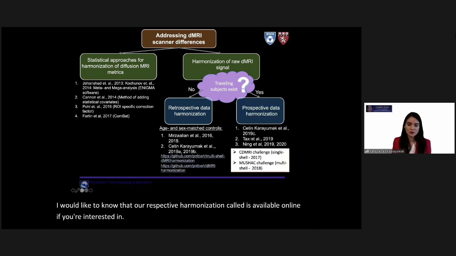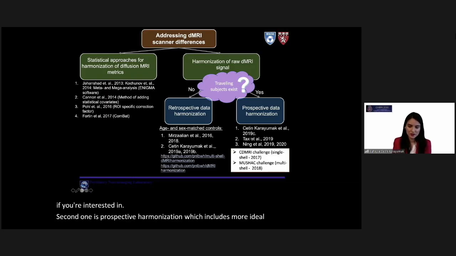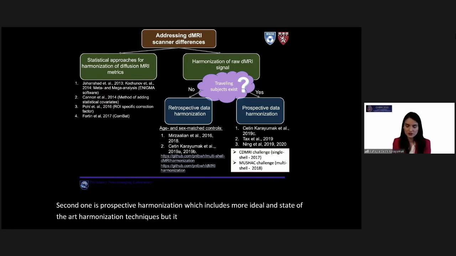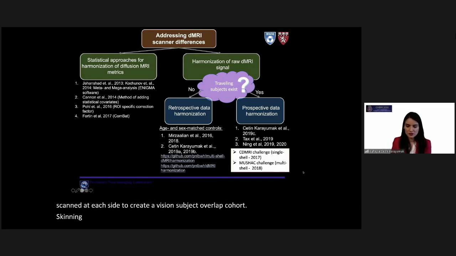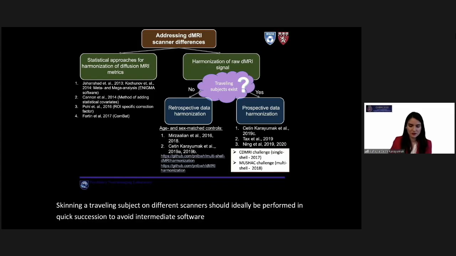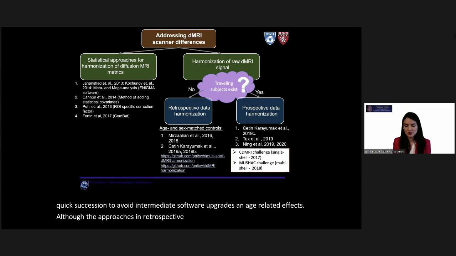The second one is prospective harmonization, which includes more ideal and state-of-the-art harmonization techniques, but it requires traveling subjects scanned at each site to create a within-subject overlap cohort. Scanning a traveling subject on different scanners should ideally be performed in quick succession to avoid intermediate software upgrades and age-related effects. Although the approaches in retrospective data harmonization can also be used in prospective harmonization, more advanced nonlinear strategies such as deep learning should be preferred for more accurate harmonization.